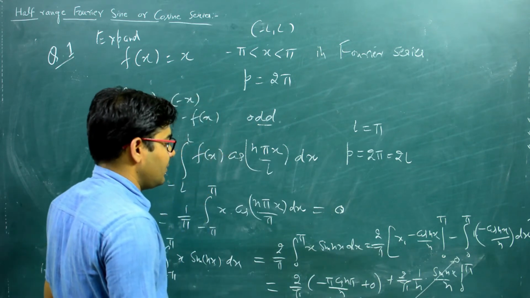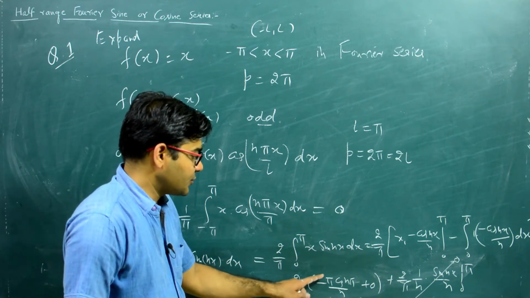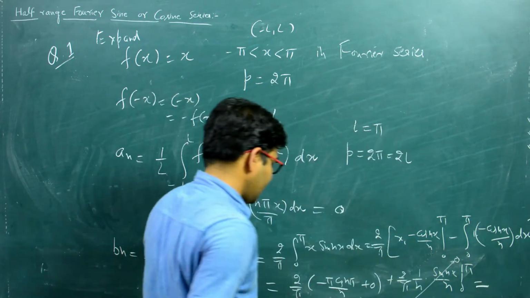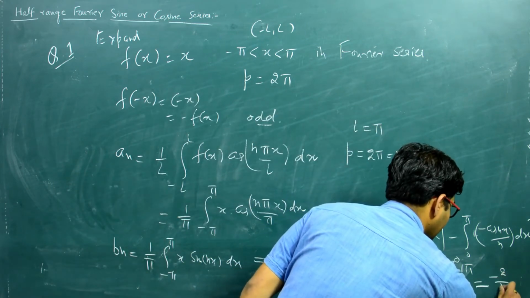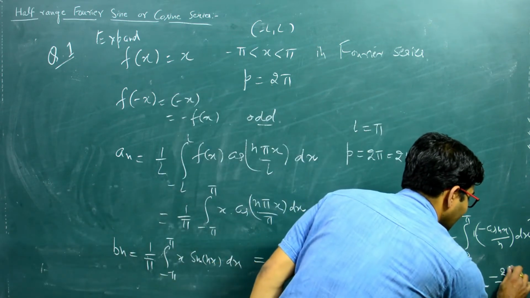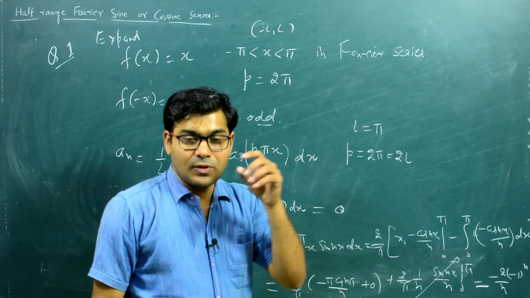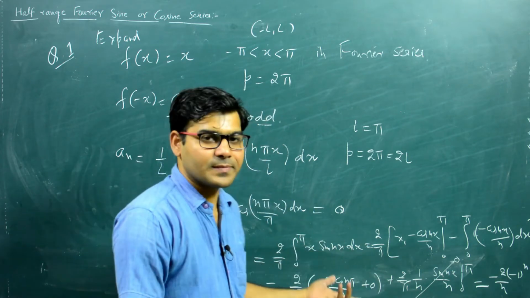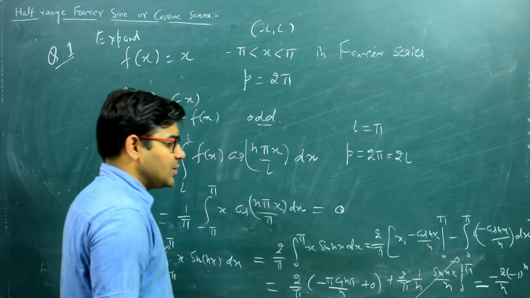So b_n will be equal to this, in which pi cancels out, and this will become minus 2 over n cos n pi. And cos n pi is minus 1 to the power n, because if n is even, cos n pi is equal to plus 1. If n is odd, cos n pi is equal to minus 1. Cos pi is minus 1, cos 2 pi is 1, and similarly. So what we observe is that all a_n's are 0 and b_n's are this.